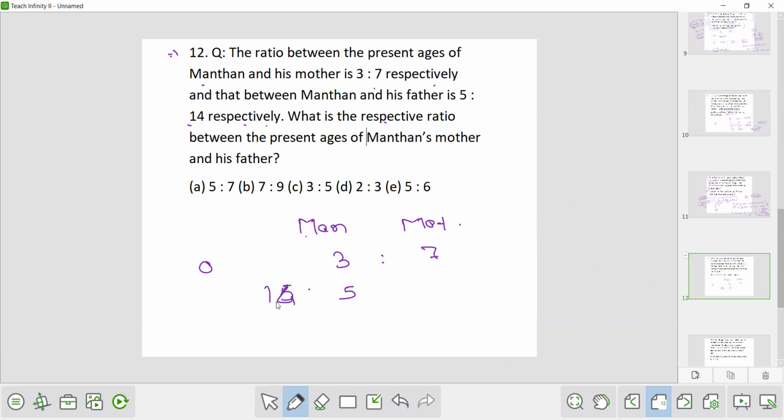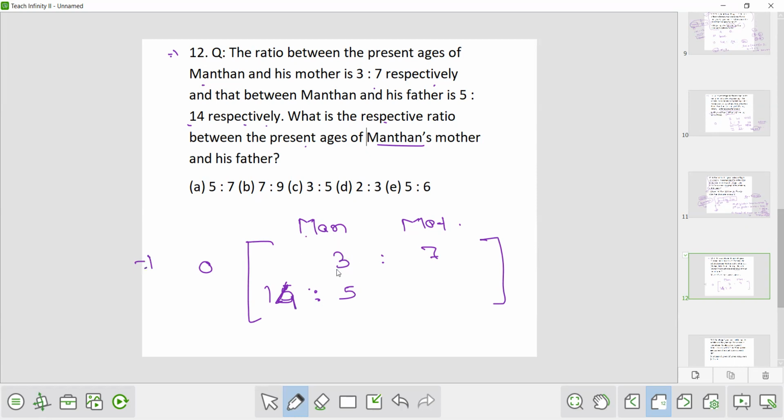5:14. Means if Manthan is 5, father is 14. So now they are asking what is the respective ratio between the present age of Manthan's mother and Manthan's father. So how to solve this? Here the time frame is same. So you can make what is the common in this Manthan, mother, father, and Manthan?